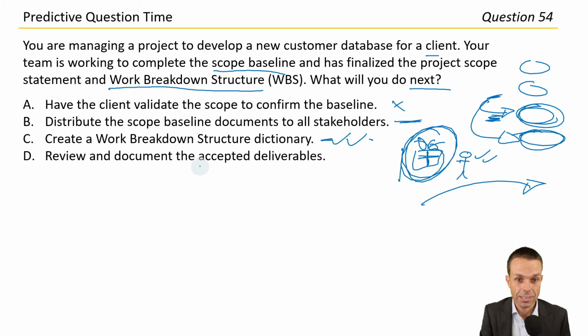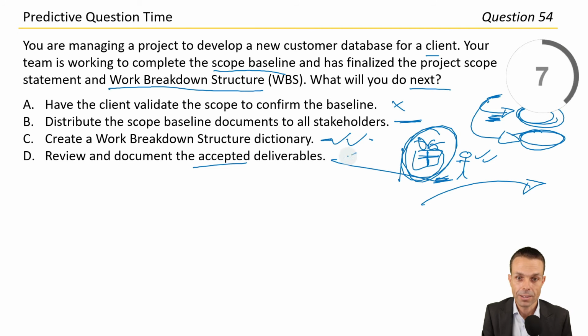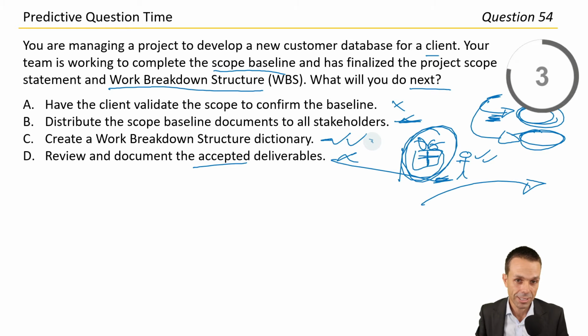Review and document the accepted deliverables. That's right at the end as well. So we've got 2 at the end, 2 at the beginning, and I think the next one is work breakdown structure dictionary. Let's go with answer C.